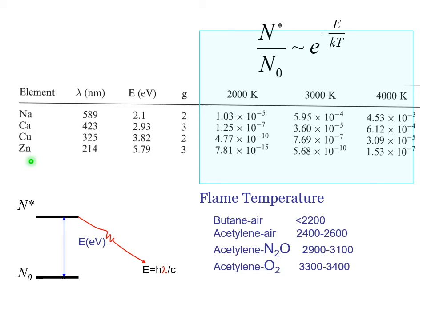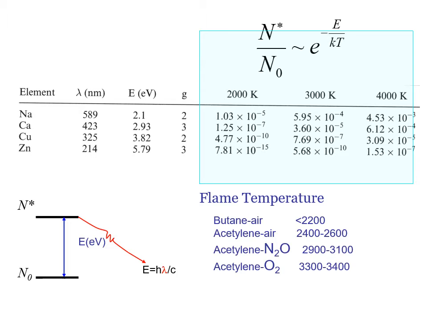Now, we do not need to have electrons at the upper level. What is sufficient is to have our atoms in atomic state, not as molecules, but as atoms. So now our acetylene-air or acetylene-N2O gas mixture can give us a flame that will produce atoms.